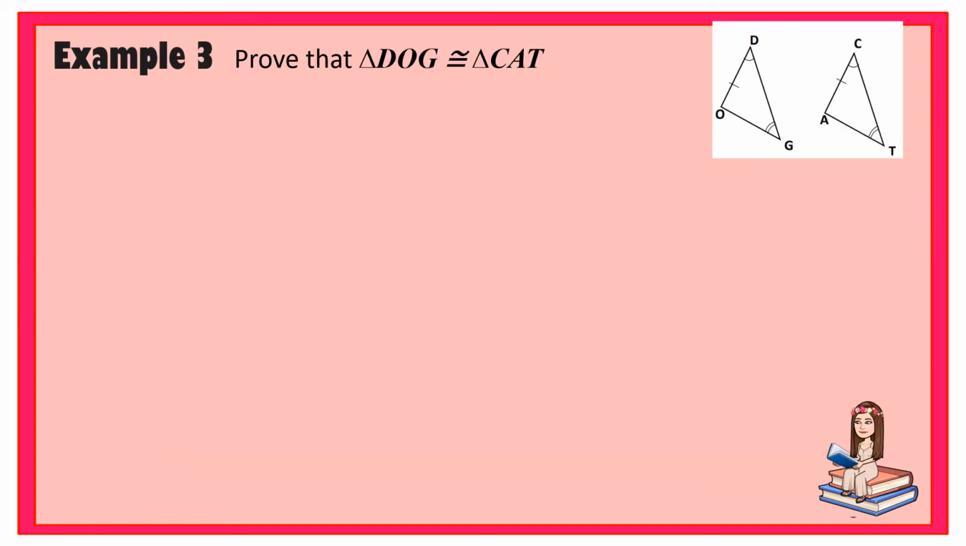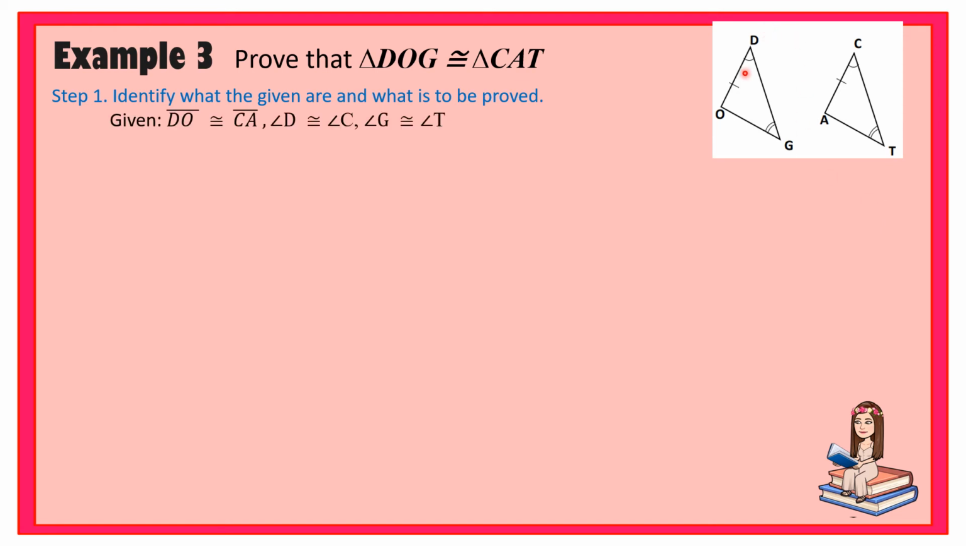Let us now proceed with example 3. You have to prove that triangle DOG is congruent to triangle CAT. So, let's start with the first step. You have to identify what the given are and what is to be proved. So, ang given natin, pwede nating masabi na DO is congruent to CA, may markings. Angle D is congruent to angle C. And angle G is congruent to angle T. Also, we need to prove that triangle DOG is congruent to triangle CAT.